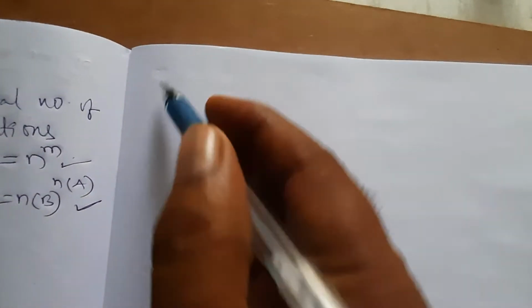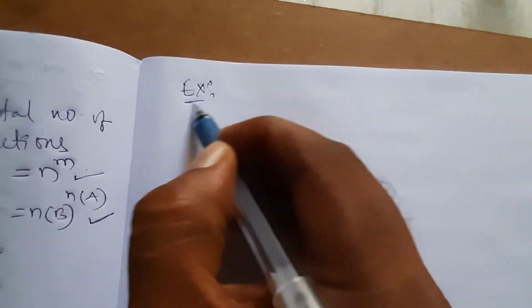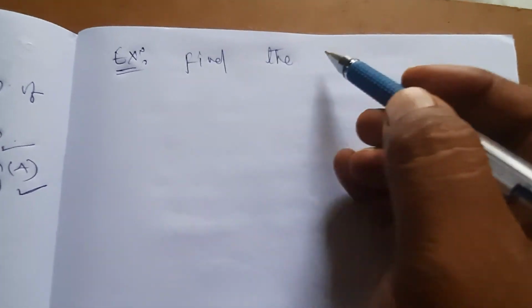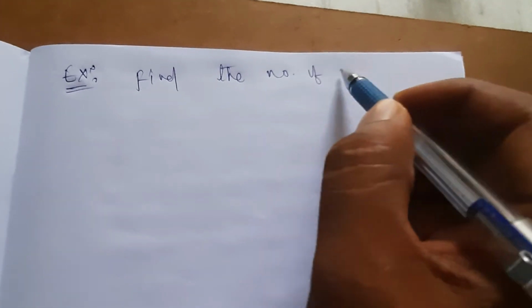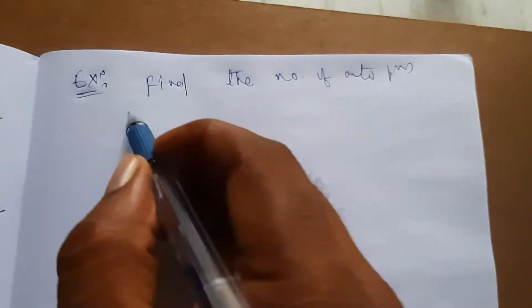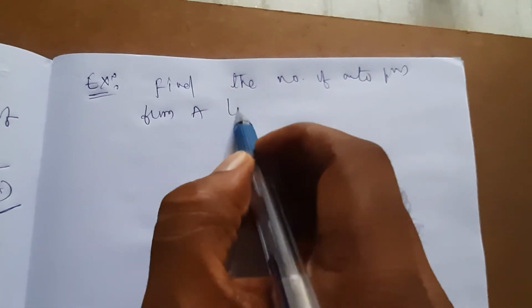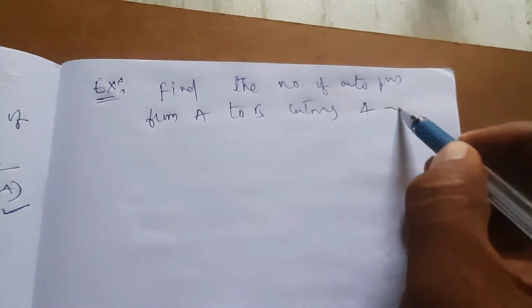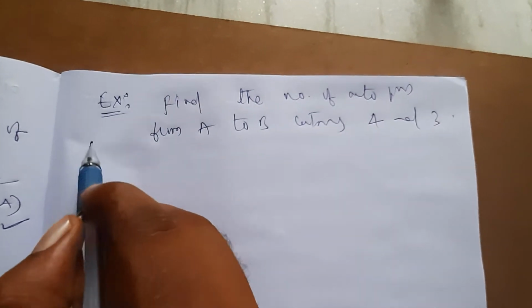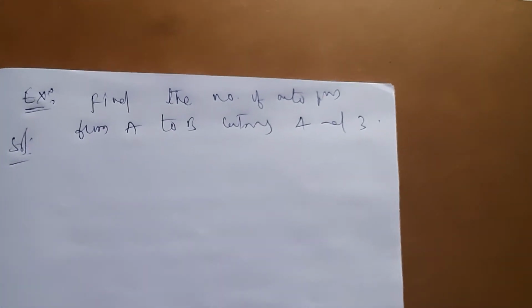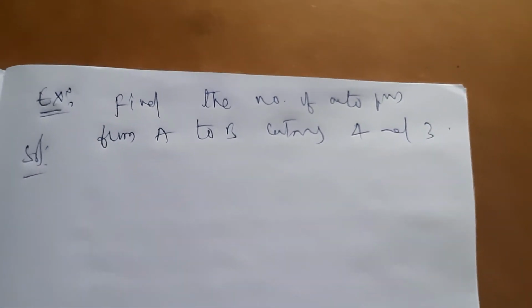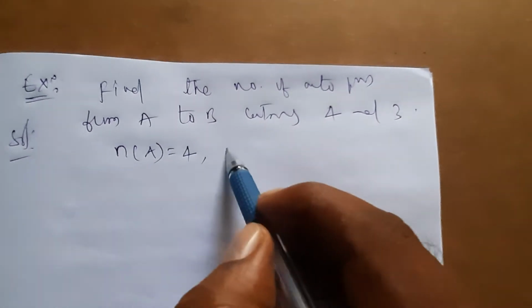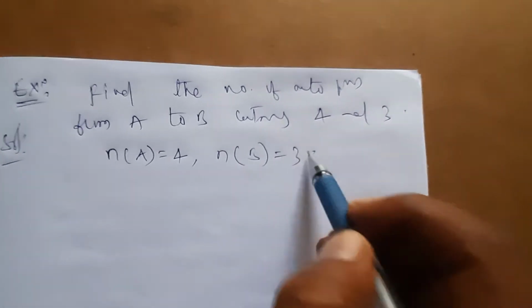Now one example I will explain here. How will they give the example? Find the number of onto functions from a set A to a set B containing 4 and 3 elements. If they give it like this, then how can you find the number of functions, that too onto functions, in this case? So here n(A) = 4 elements are given and n(B) = 3 elements are given.